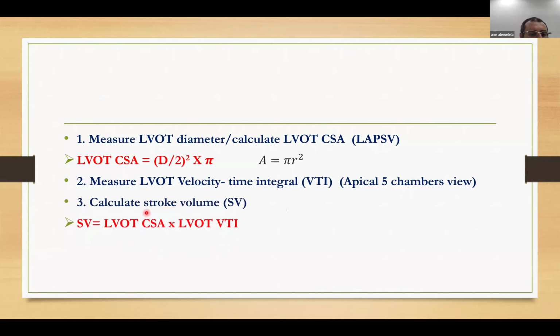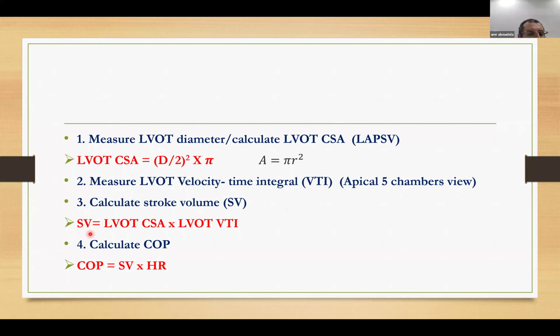And we are multiplying the two numbers, the cross-sectional area, or the area of the base of the cylinder, multiplied by the VTI, which is the length or the height of the cylinder. So we are getting the stroke volume. This is the volume of the cylinder, or the stroke volume of blood, the amount of blood running in the cylinder at that time. And of course, if you have the stroke volume, you can calculate the cardiac output by multiplying the stroke volume by the heart rate.